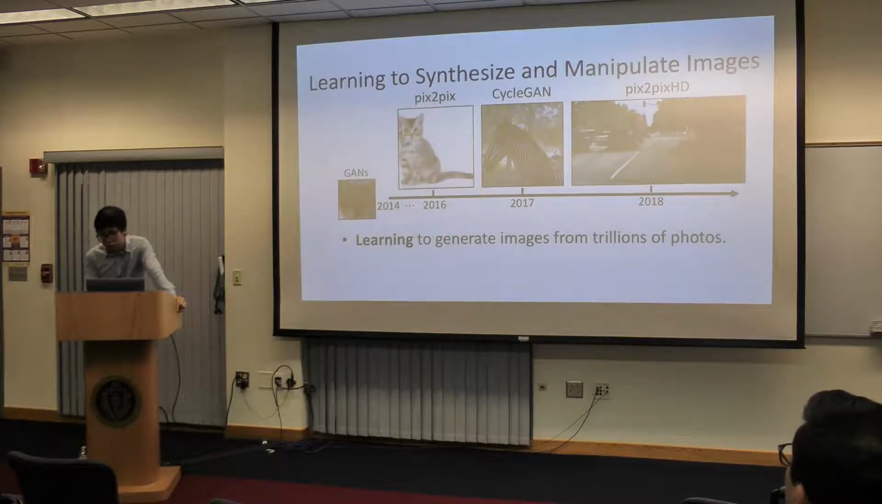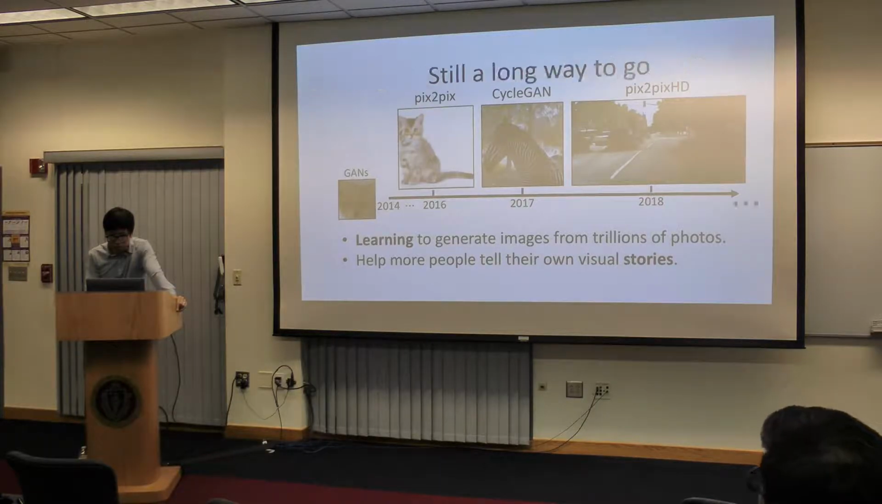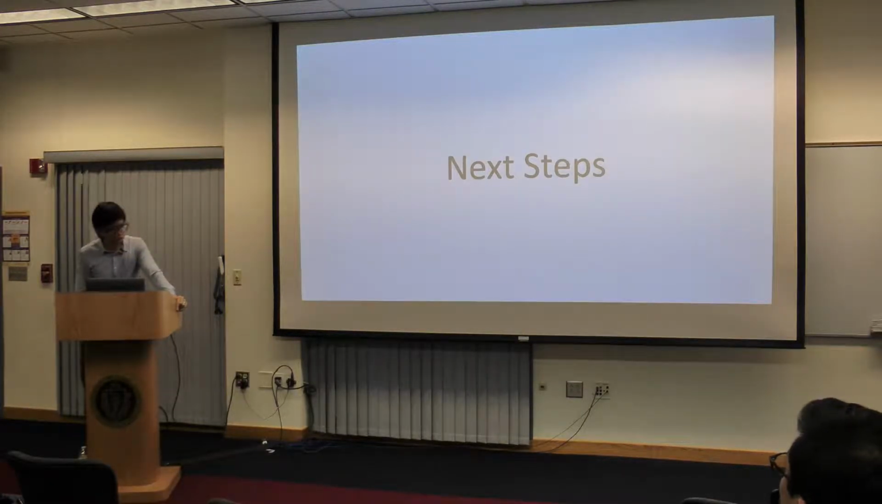So I think so far, in summary, we have improved the control, quality, and resolution of image generation methods based on GANs and deep learning. And hopefully these tools can help everyday users to tell their own visual stories, like describing a cat you would like to adopt, imagining a street you would like to visit. But there is still a very long way to go, and there are many, many open problems. So I will describe a few next steps, some ongoing projects I am doing at MIT.